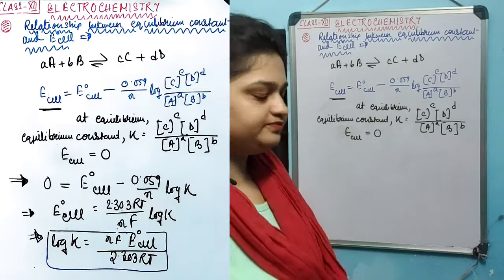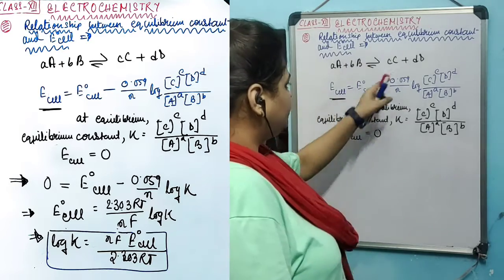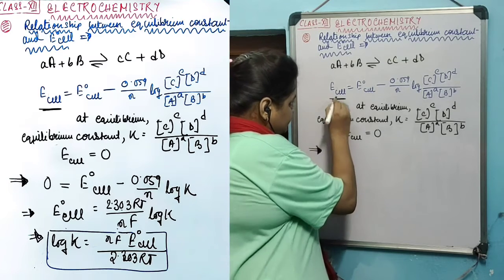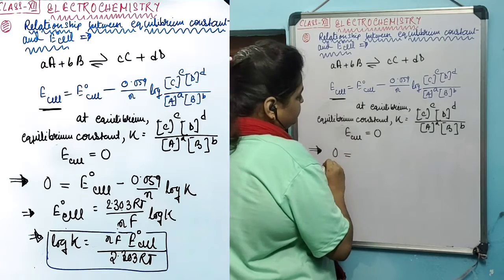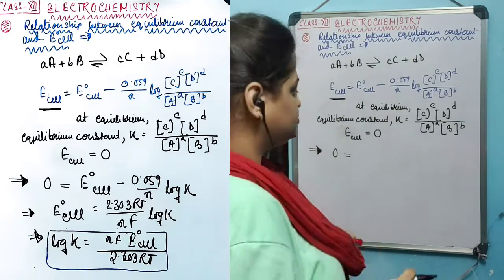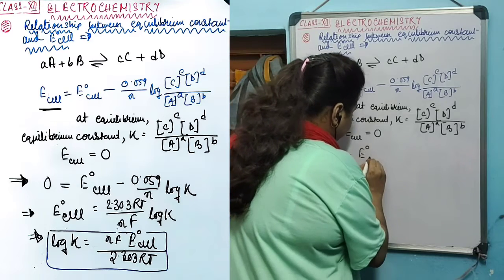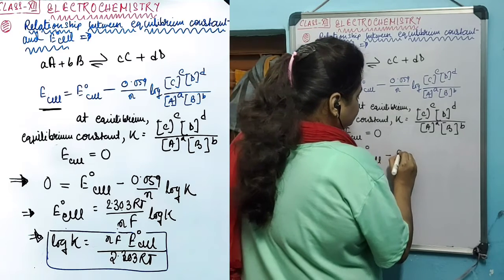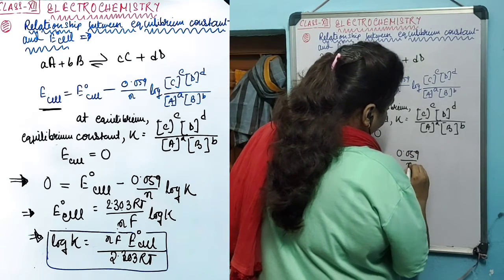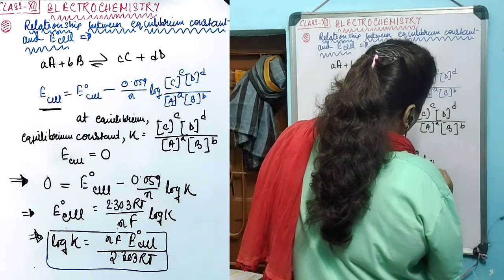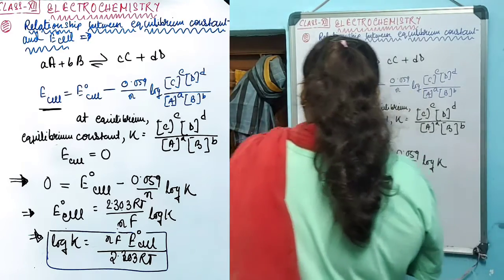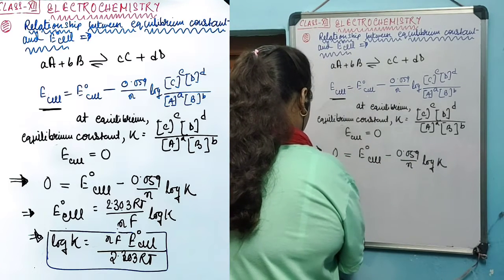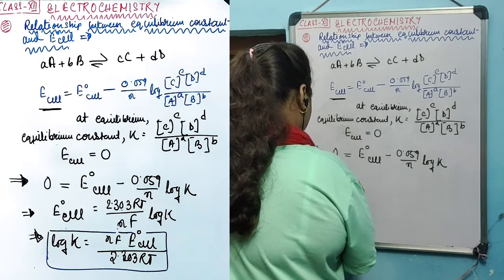Now putting this value in the generalized Nernst equation, E cell will be 0 because we are now considering the equilibrium position. E naught cell value never changes, so it is a constant term and it will be retained. E naught cell minus 0.059 by n log of K.